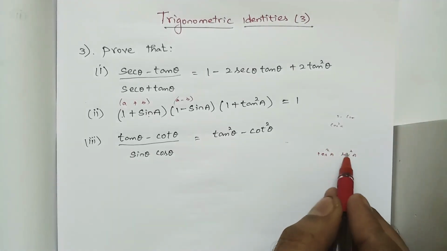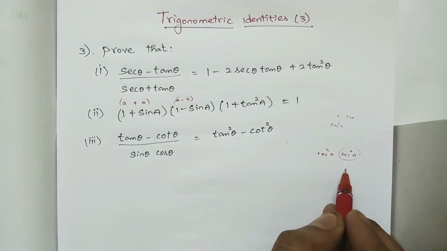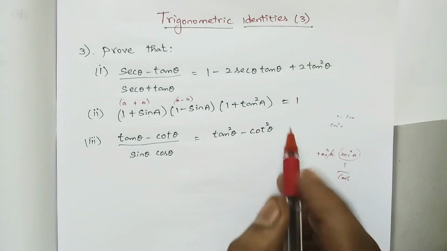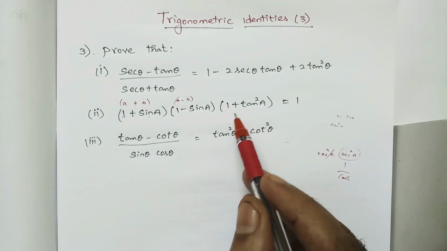While we are simplifying, sec square we can convert in terms of cos, so 1 by cos square A. Cos square A will get cancelled, so the final answer will be 1. The second subdivision also you can take as homework.